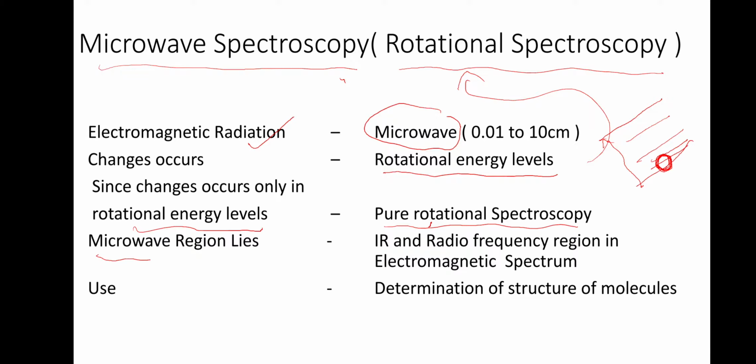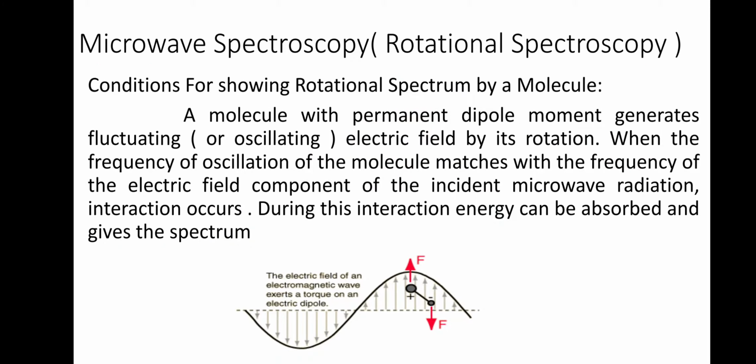The microwave region lies between the infrared region and the radio frequency region in the electromagnetic spectrum. We have seen the electromagnetic spectrum. It consists of the arrangement of various radiations according to wavelength or frequency. So its position is between infrared and radio frequency. We use microwave spectroscopy for the determination of the structure of molecules. For determining the structure, we will be using microwave spectroscopy.